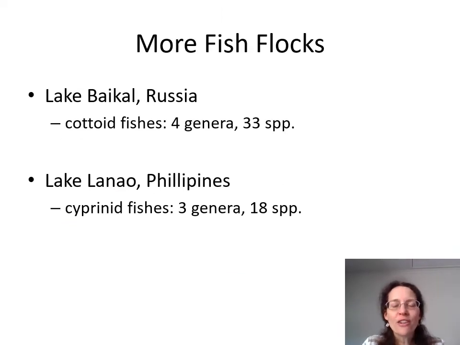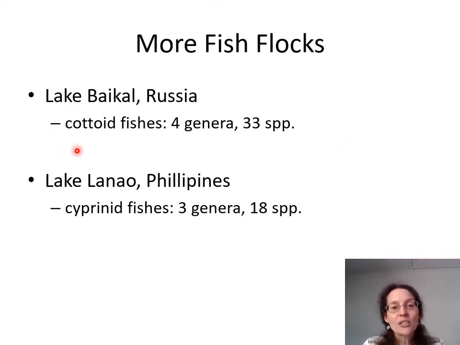There's lots of other fish flock examples out there. You can go to Lake Baikal in Russia. So we know this lake because it has that endemic freshwater monk seal, which is kind of unique. But it also has other flocks of things. It's got endemic amphipods, which are not as exciting to you because they're just a little invertebrate. But it means that there's lots of different species from a founding amphipod.